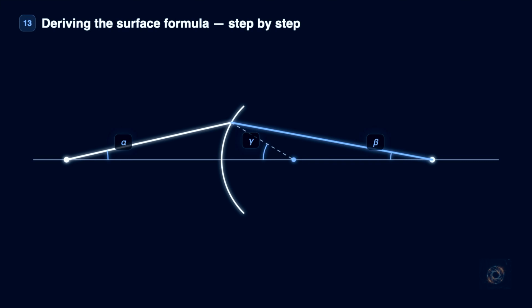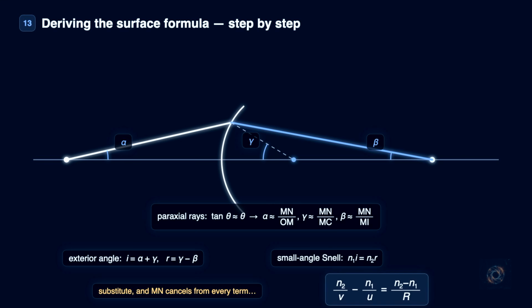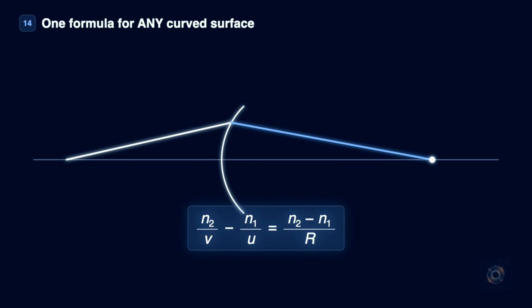For rays close to the axis, these angles are tiny. So the tangent of each angle is just the angle itself. The exterior angle rule gives i equals alpha plus gamma and r equals gamma minus beta. Put those into Snell's law for small angles: n1 i equals n2 r. Substitute the distances, and the whole thing collapses into one clean relation. Here it is. n2 over v minus n1 over u equals n2 minus n1 all over r.